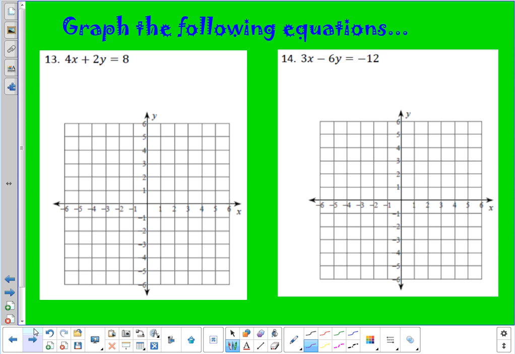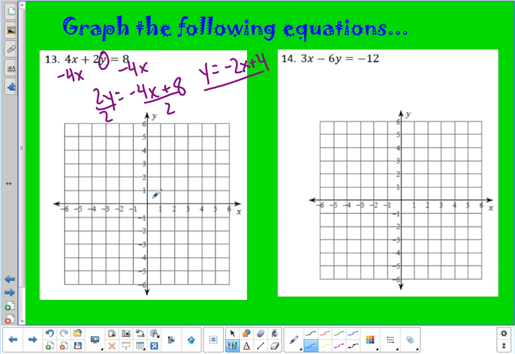Okay. In number 13 and 14, let's talk about graphing lines in standard form. So again, it's probably easiest just to go ahead and put it in slope-intercept, which means you're solving for y, getting y by itself. So I'm going to subtract 4x here. And then I have 2y is equal to negative 4x plus 8. And then I need to get that y alone, so I'm going to divide by 2. So I have y is equal to negative 2x plus 4.